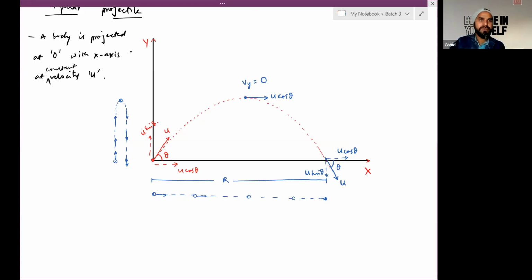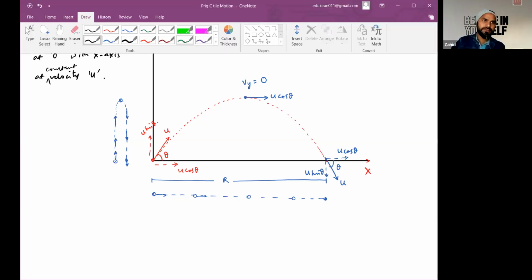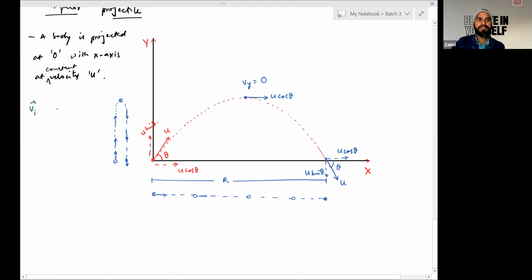So we have two different components. One is initial velocity, which will have two components: u cos theta along i cap plus u sine theta along j cap. Similarly, final velocity is u cos theta i cap, but the direction of the y component gets reversed, so it will be minus u sine theta j cap. Just remember, only the y component changes between v initial and v final.